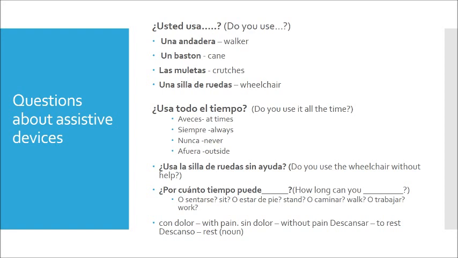So, ¿por cuánto tiempo puede? So, how long can you? And so you might ask to do a certain thing. How long can they walk? Camina. How long can they sit? Sentarse. Stand? Estar de pie. Work? Trabaja. So you're asking them some leading questions. And then other things you might ask, if they're having pain with it. Con dolor. Or without pain. Sin dolor.